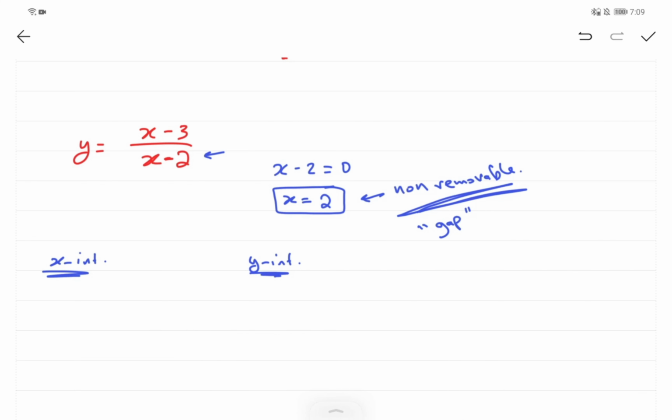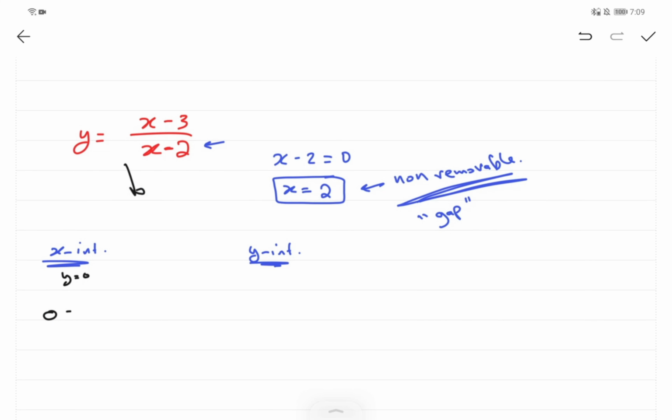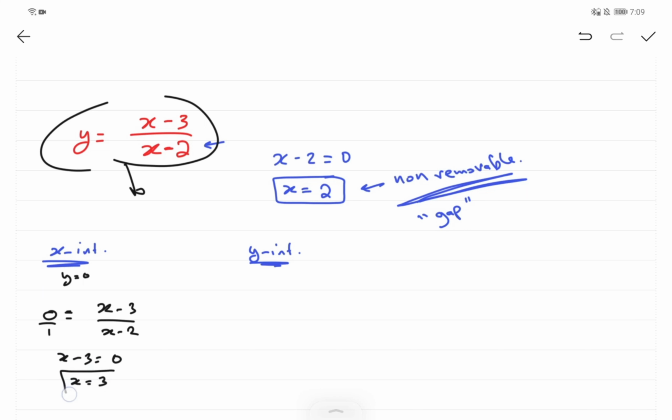To find the x-intercept, replace y by 0. So it's going to be 0 equals x minus 3 over x minus 2. Now 0 over 1, do cross multiplication, and you're going to get x minus 3 equals 0. So solving for x, it's going to be +3.